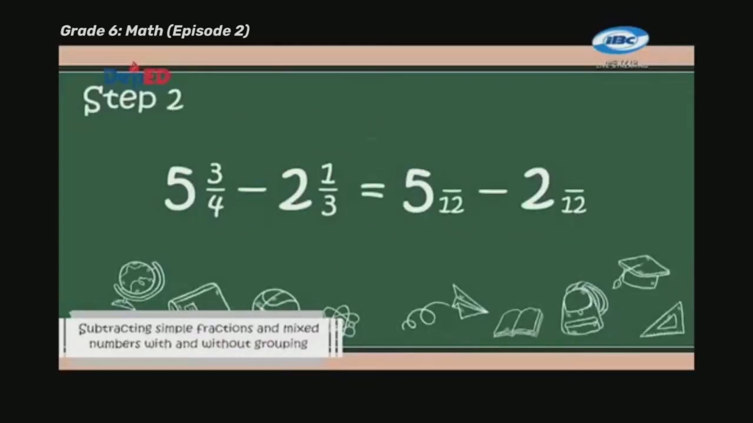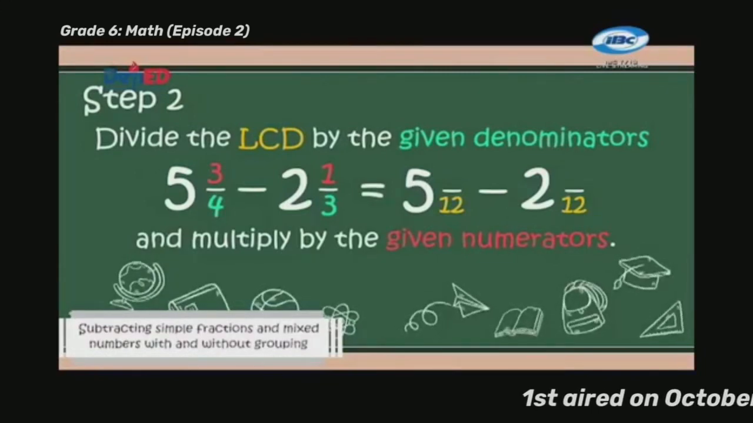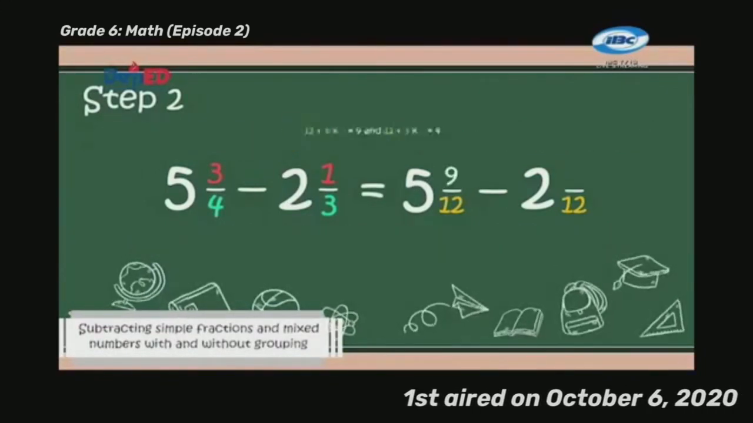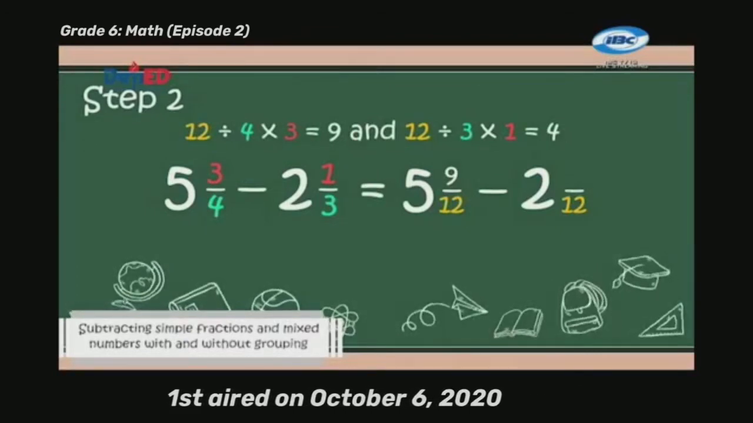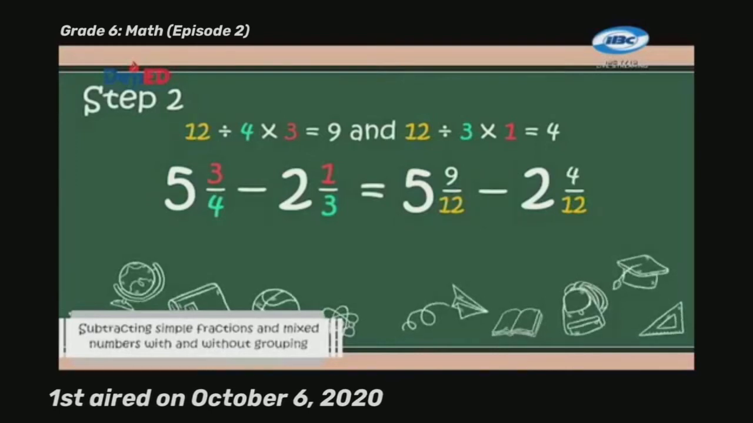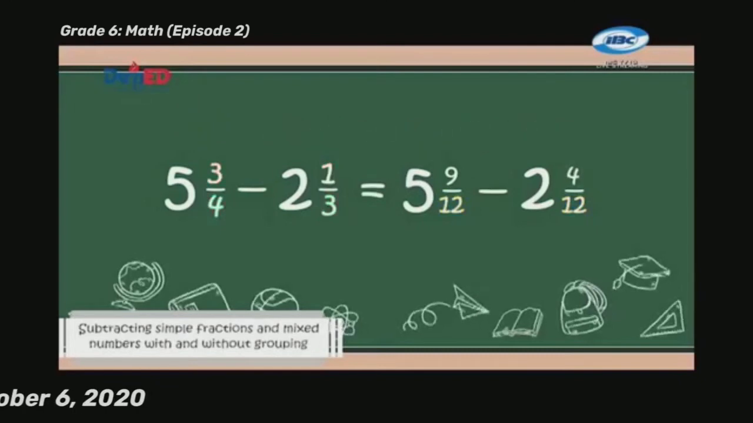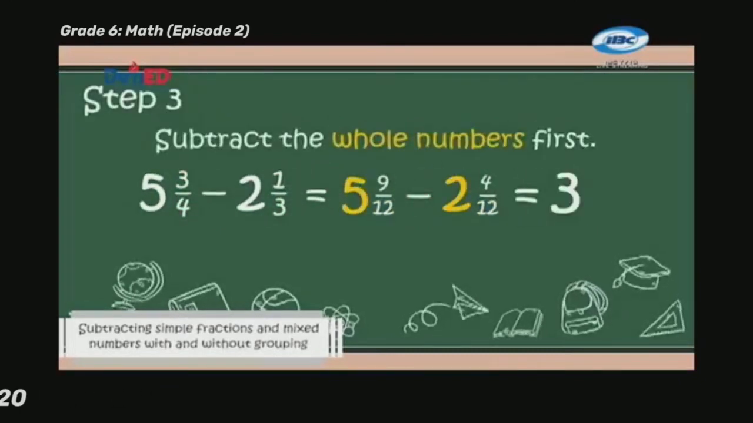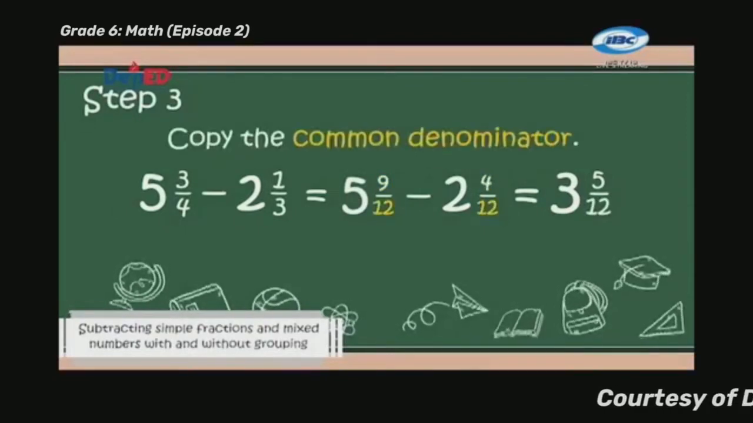Step 2. Divide the LCD by the given denominators and multiply by the given numerators. 12 divided by 4 times 3 equals 9. 12 divided by 3 times 1 equals 4. Step 3. Since we are subtracting mixed numbers, subtract first the whole numbers. 5 minus 2 equals 3. Next, subtract also the numerators. 9 minus 4 equals 5. Then, copy the common denominator, 12.